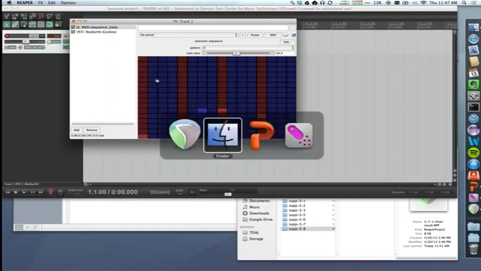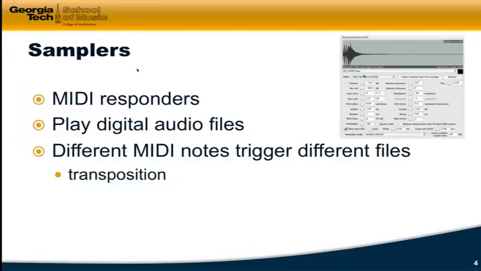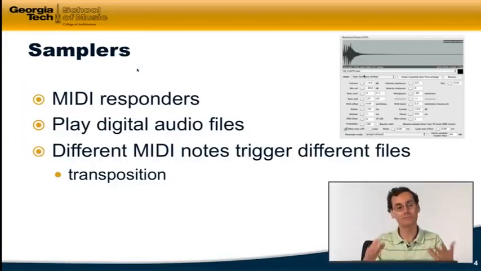What I want to do now is combine this pattern sequencer that we have with a sampler in order to create a drum machine. Samplers do lots more than just make drum machines. So let me talk for a second in general about how they work. They're sound modules or responders that respond to MIDI messages. Instead of synthesizing sound from scratch, they're playing back digital audio files.